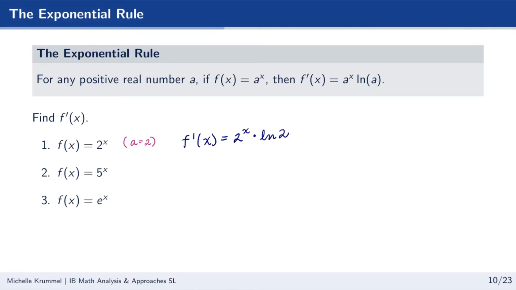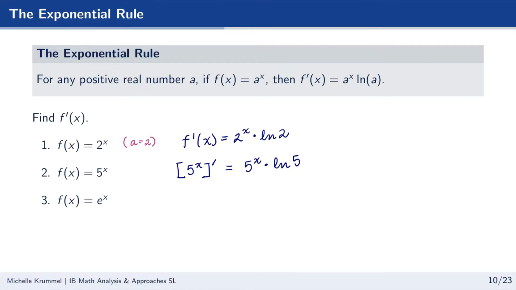If we start with f of x equals 5 to the power x, then the derivative, and I'm just going to mix up our notation here, 5 to the power x prime. So the derivative of 5 to the power x equals 5 to the power x, it's just the same thing, times natural log of the base, so natural log of 5.